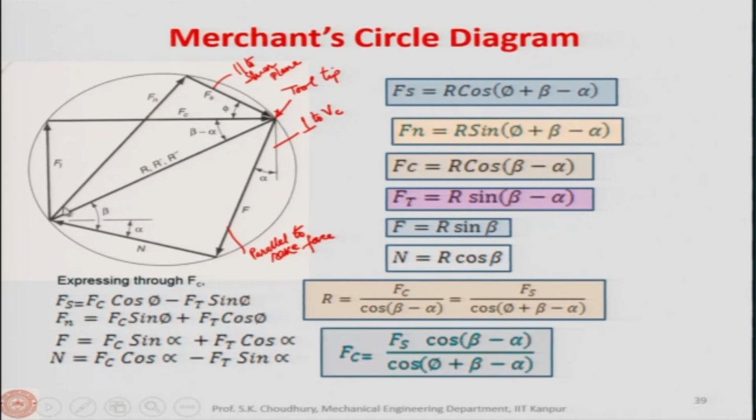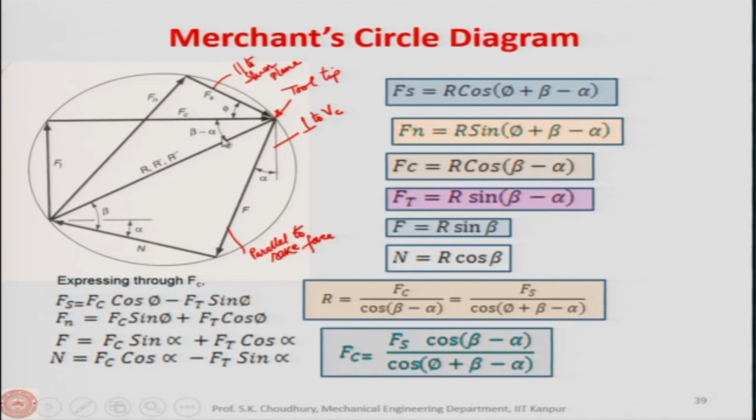Fs from this triangle is equal to R prime into cos of this angle, and cos of this angle is phi plus lambda, or phi plus beta minus alpha. This is what is written here. Similarly, Fn, which is perpendicular to Fs, will be R prime sine of this. If this is cos, this will be sine because Fs and Fn are perpendicular to each other. Now, Fc similarly will be R prime and the cos of this beta minus alpha.